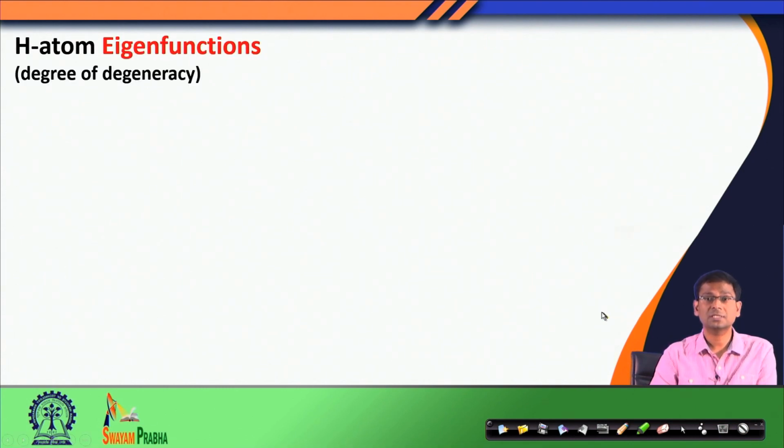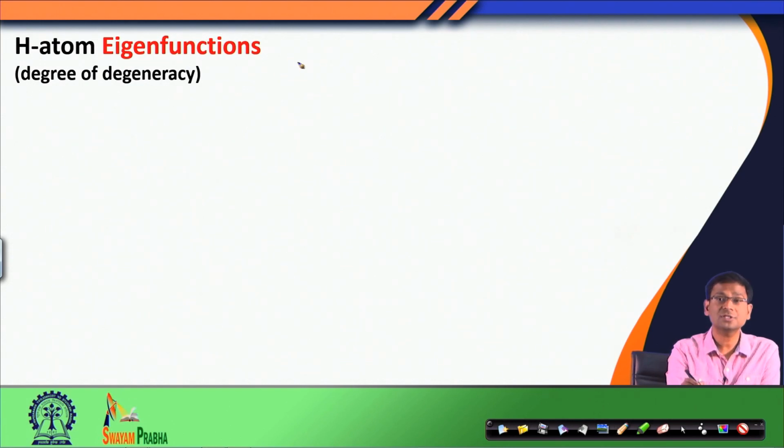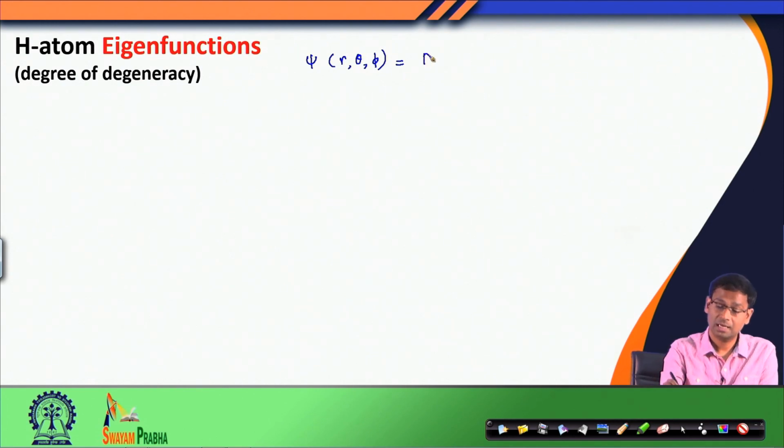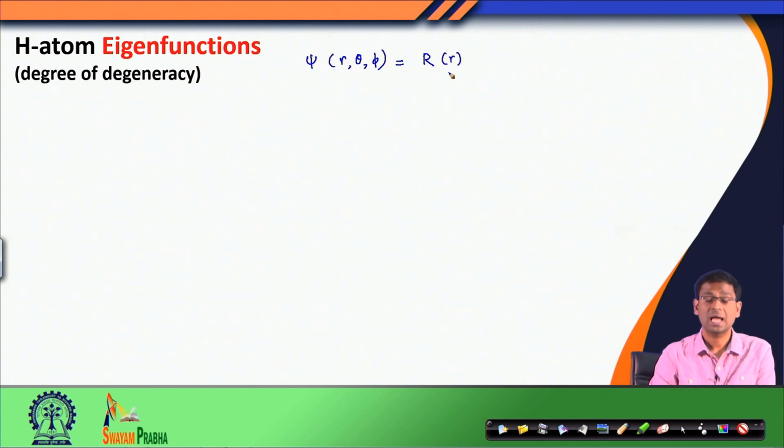Now, since we have discussed the eigenvalues of the hydrogen atom problem, we will discuss a little bit about the eigenfunctions of the hydrogen atom. If you remember, we said that let the eigenfunction be psi, which would depend on three spherical coordinates r, theta and phi, and we did a variable separation and said that let this total wave function be a product of a radial function R of r and an angular function Y of theta, phi.